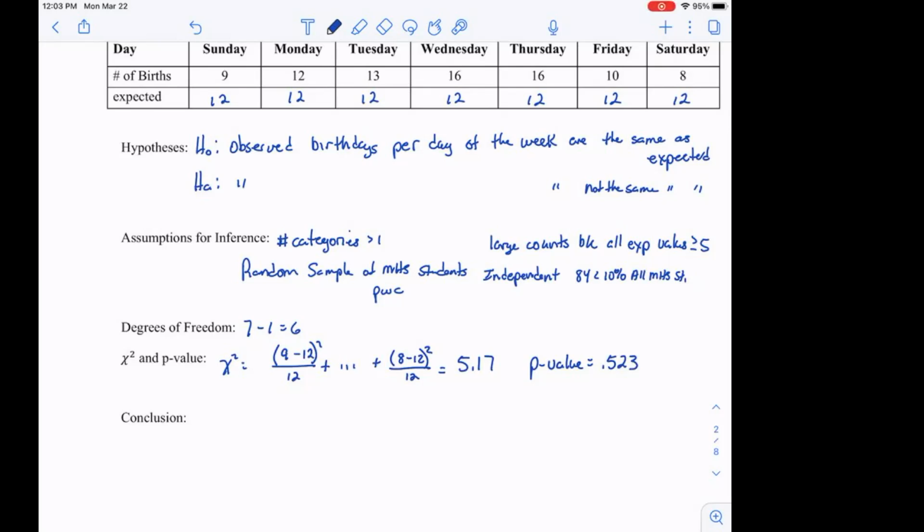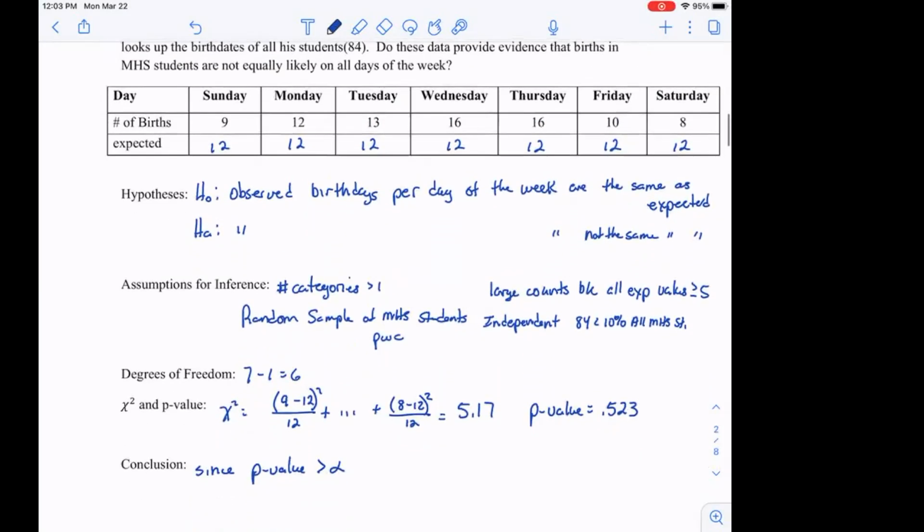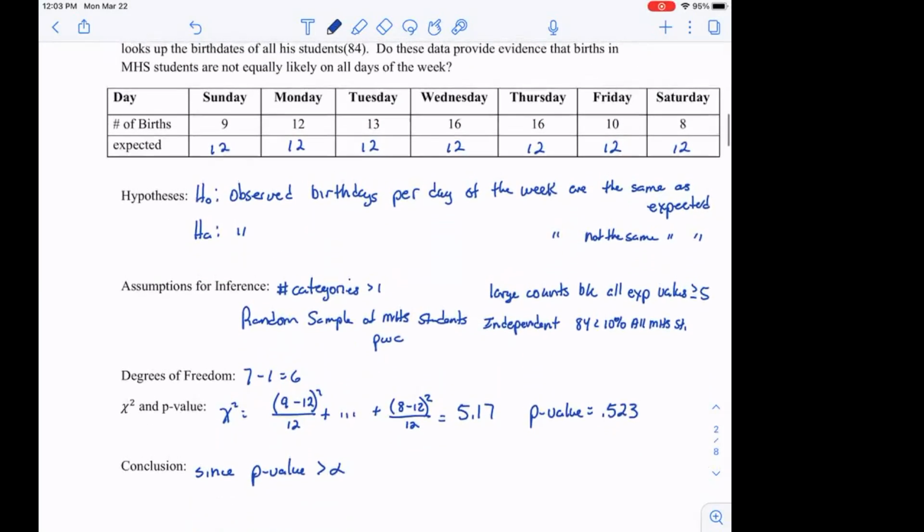So given my null hypothesis is true, in this case that birthdays are evenly distributed across all days of the week, we're going to see this outcome 52% of the time. So that's not statistically significant at all. Our conclusion is, since our p-value is greater than alpha, did we establish alpha anywhere? It does not look like we did. So we're going to say alpha is 0.05.